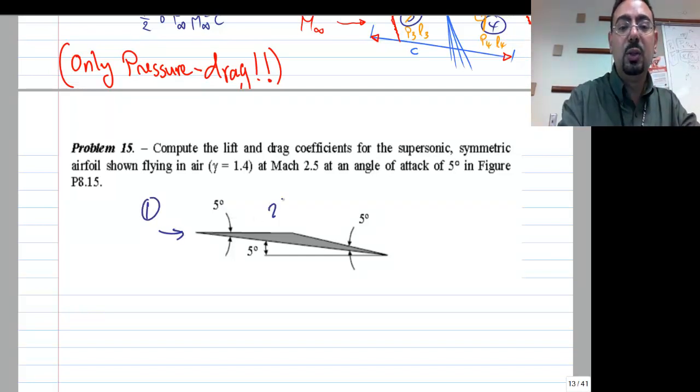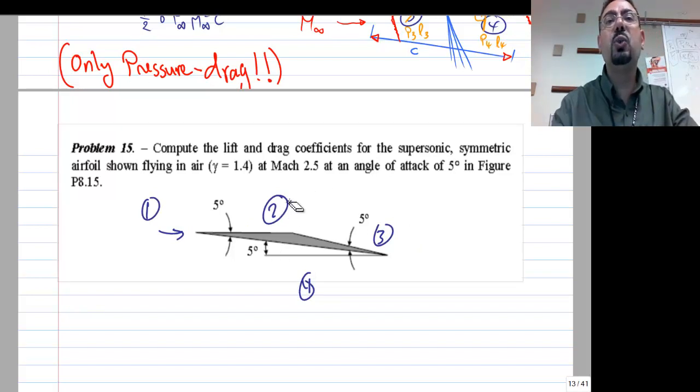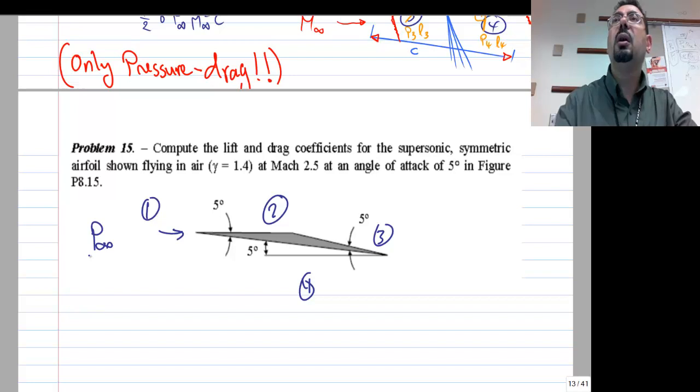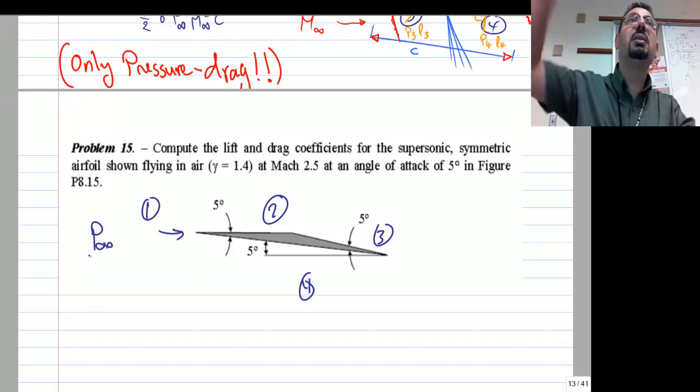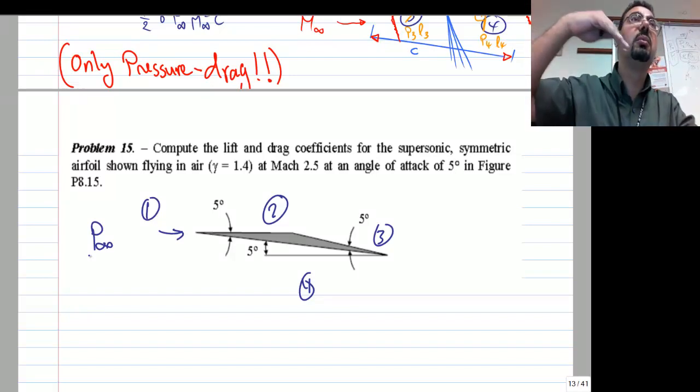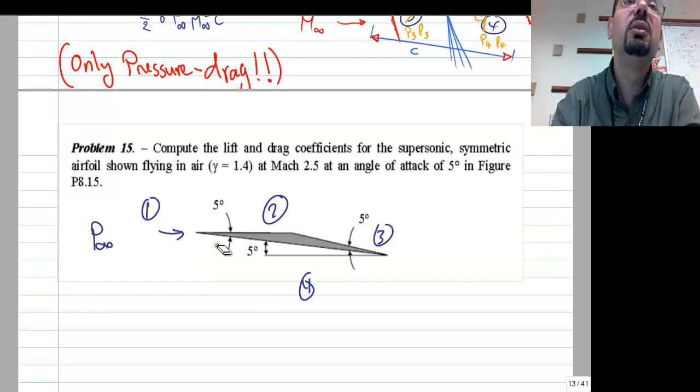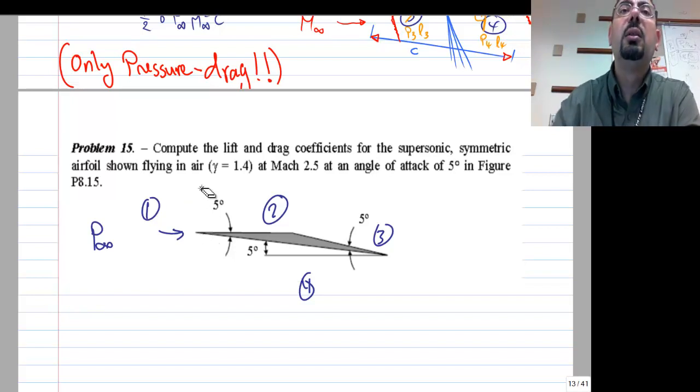If this is 1, 2, 3, and 4, all you have to do is get the pressure 2 and 3 and 4 in terms of P infinity. And eventually the CL will cancel the P infinity with each other. So let's solve it very quickly. So what happened at the front? You're going to have a Mach wave at the bottom of the airfoil.